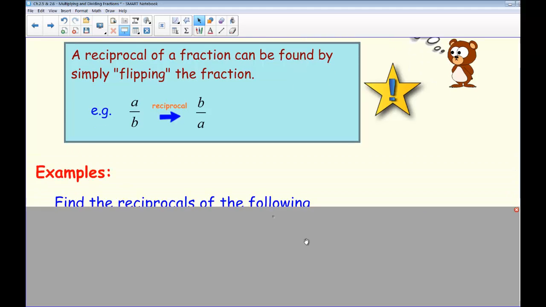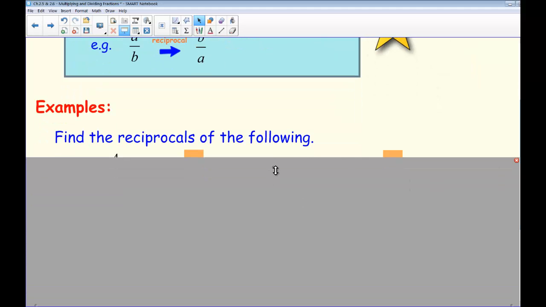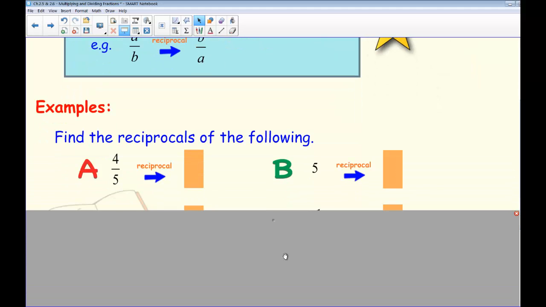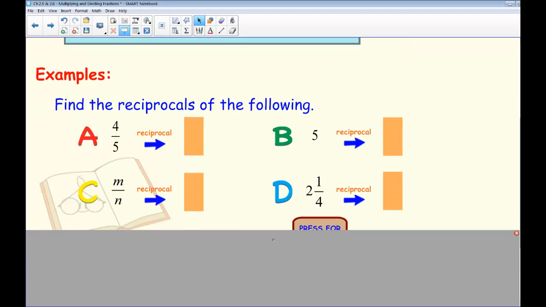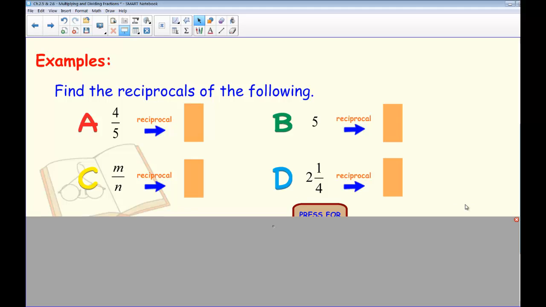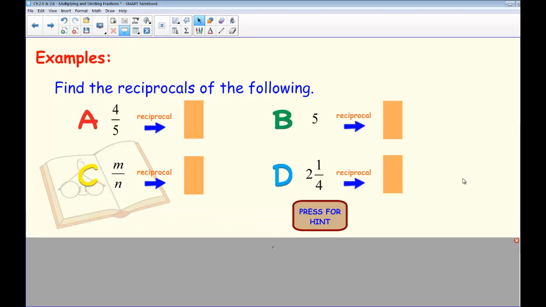Now here I have a few examples to get us practicing the idea of finding the reciprocals. So now would be a good time to pause the video and see if you can do these on your own first.